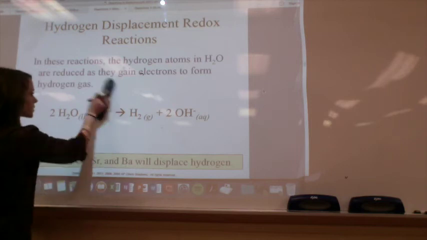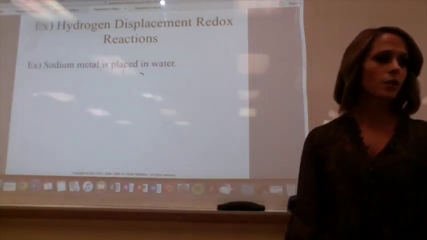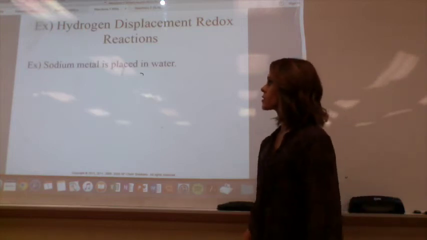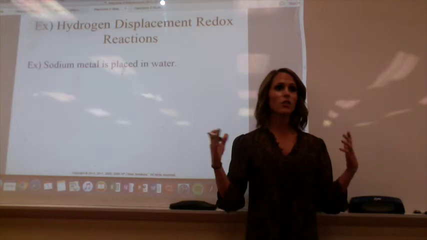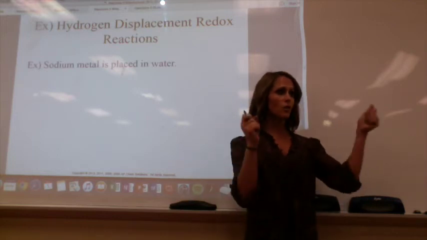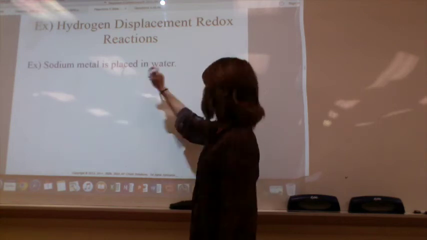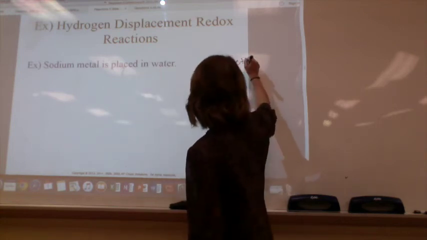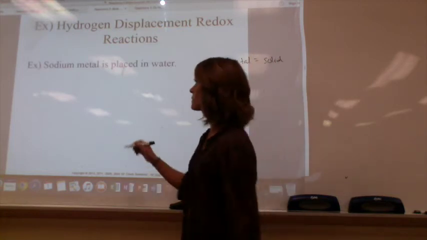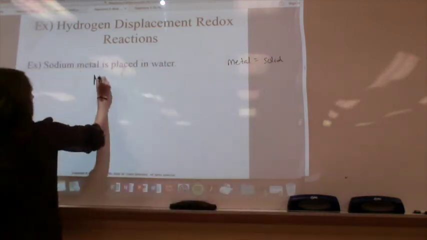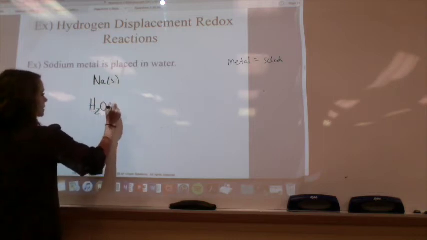All right, so this is the reduction, and then by default, the metal is going to get oxidized. So try this problem. Sodium metal is placed in water. Easy to recognize, right? You make your note cards, you can mix and match them, and you can figure out which ones are which. A metal is placed in water. When you see a metal, that means it's a solid. You don't break it up, you just leave it. So I have Na, solid, and then I have water, liquid.